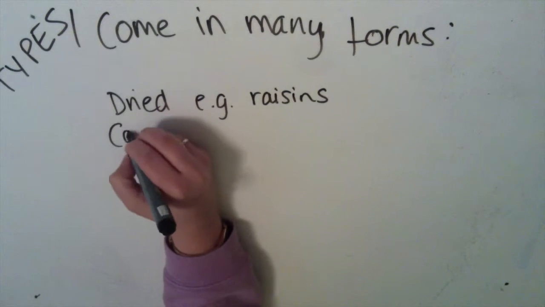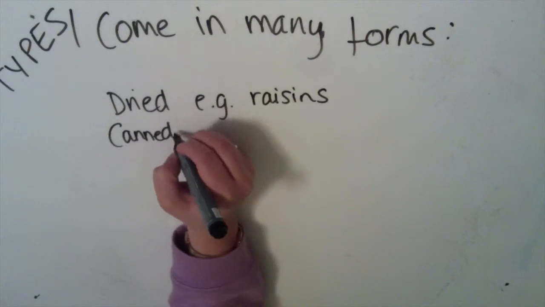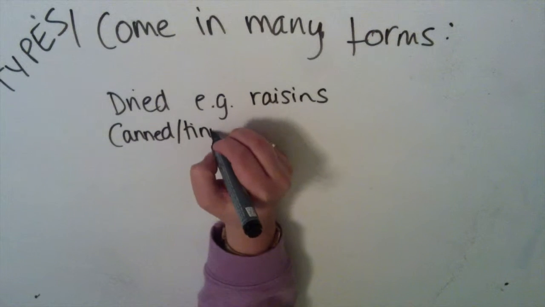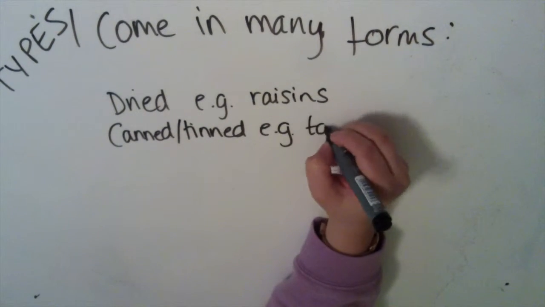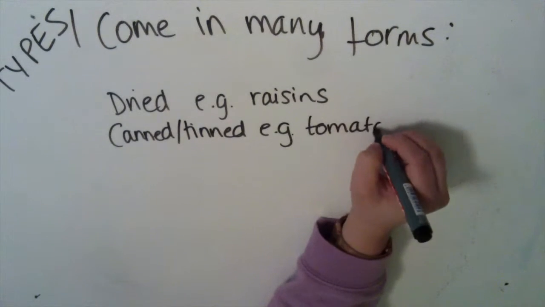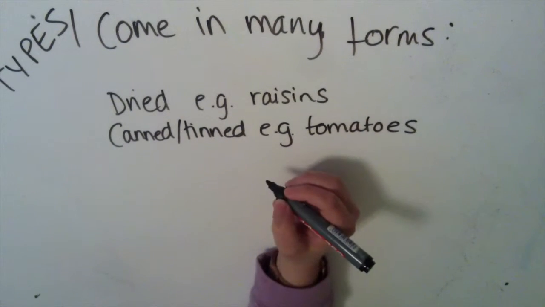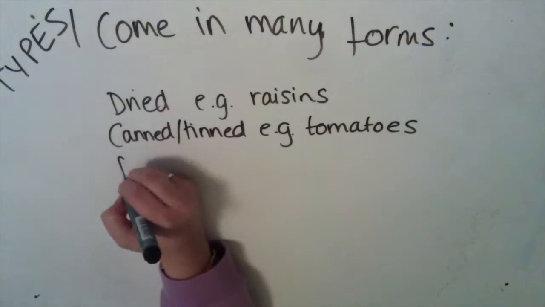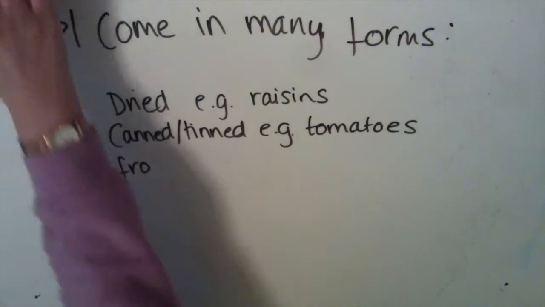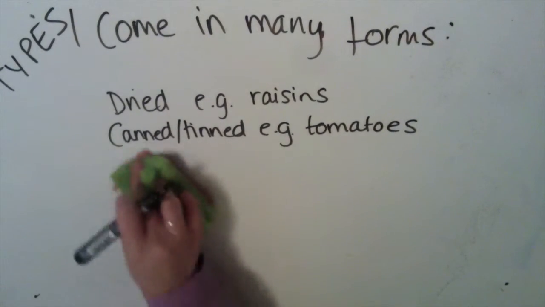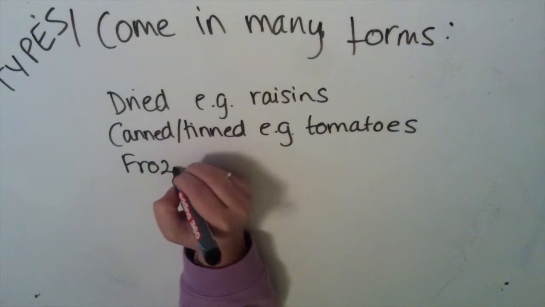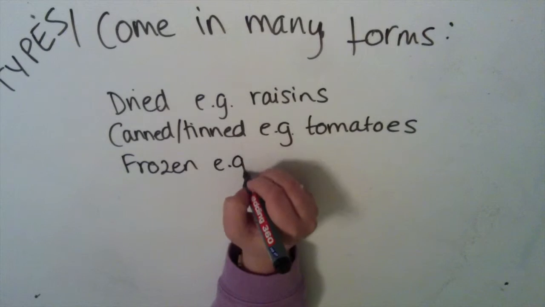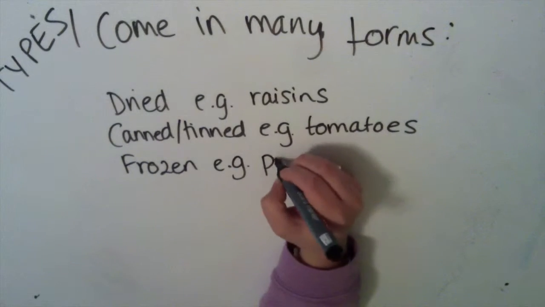So the first category are dried fruits. My example is raisins, which are obviously dried grapes. But you can get loads of different types, so like bananas, mango, and as you know that I talk about quite a lot, you can get dried apricots, which are really, really high in iron, so good for teenage girls. You can also get canned or tinned fruits and vegetables. So recently we've used canned pineapple for our sweet and sour chicken, but we do often use canned tomatoes.